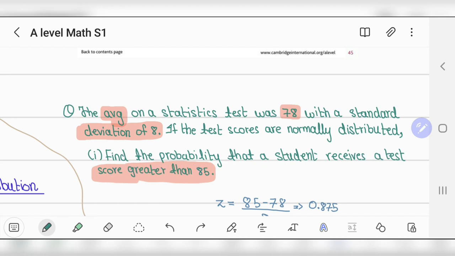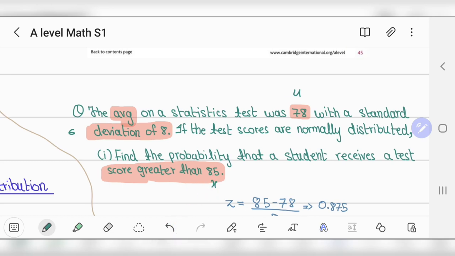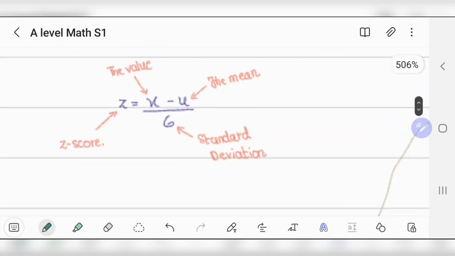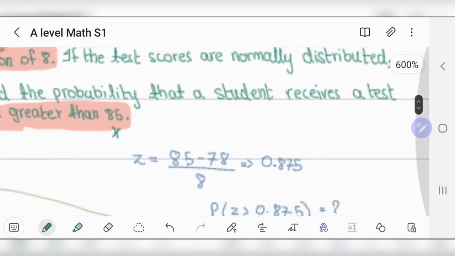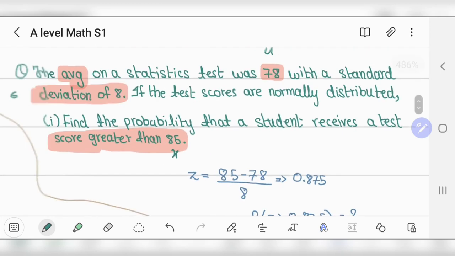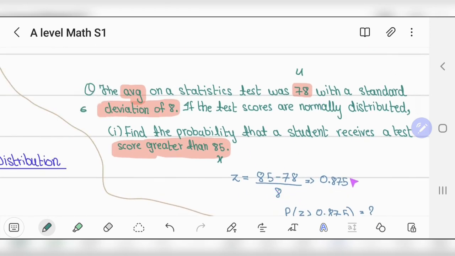So what we have here, the average, which means this is the mean, mu, with a standard deviation of 8. Greater than 85, this is the value x. So using the formula right here, 85 minus the mean, divided by the standard deviation, to get the z-score. So first of all, we're going to do that: 85 minus 78, where 78 is the mean, divided by 8, which is the standard deviation, and you get the z-score.